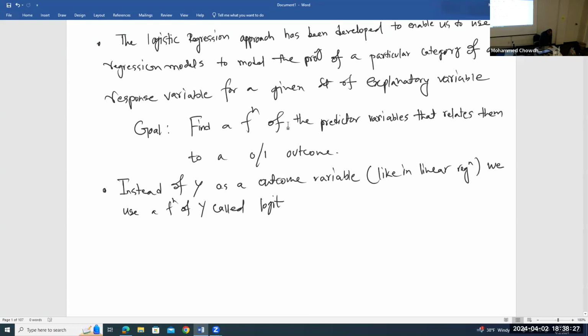Logit can be modeled as a linear function of predictor.